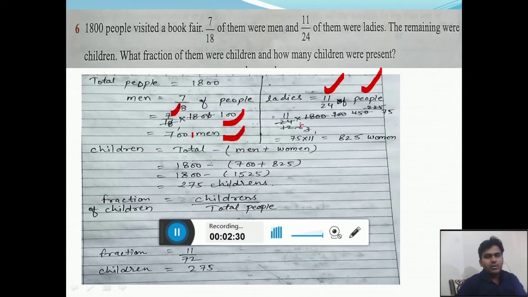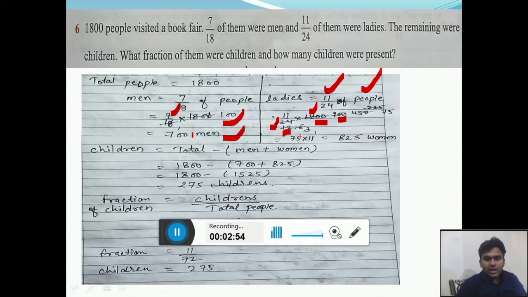So 11 upon 24 into 1800. We can cut 24 and 1800 by 2. When we cut 24 by 2 it leaves 12, and when we cut 1800 by 2 we are left with 900. Now again we can cut this 12 by 2.